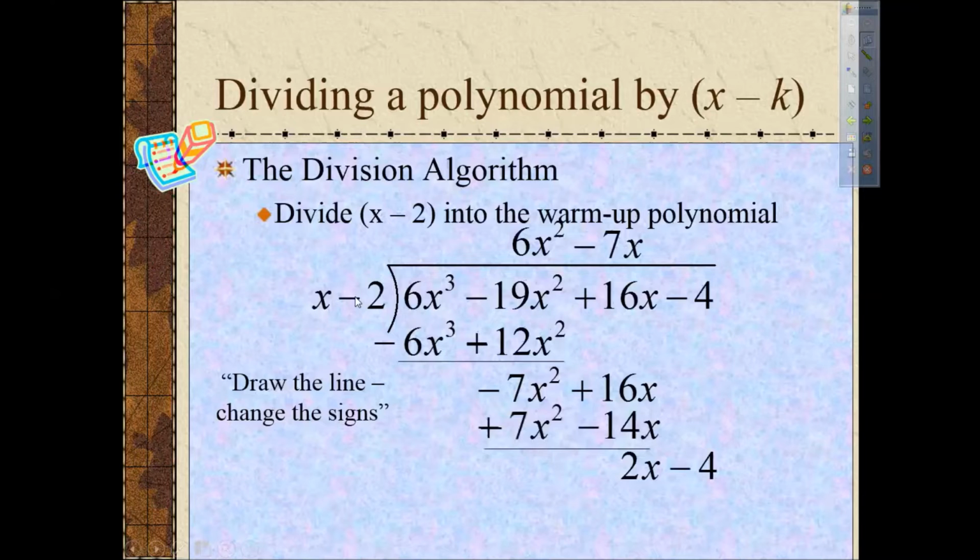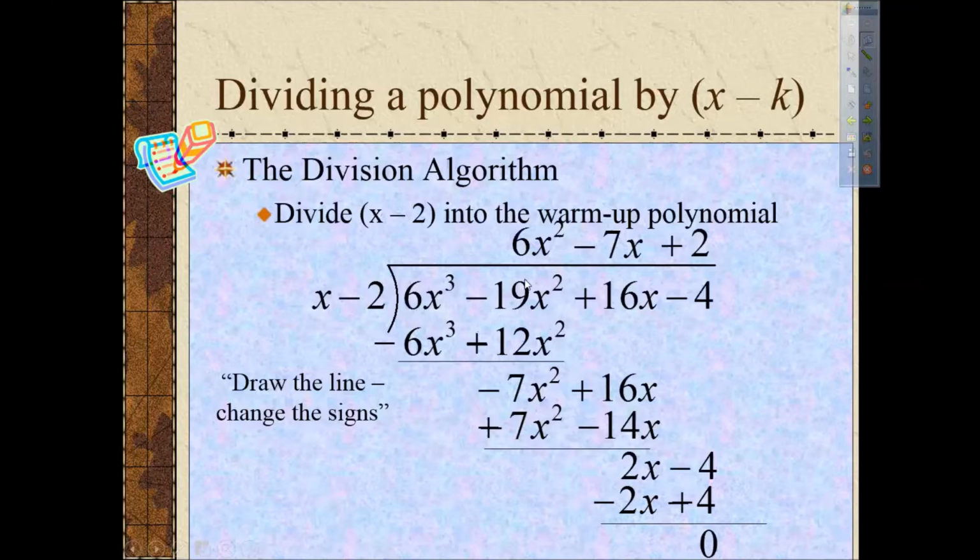Now we have to decide, does x minus 2 go into 2x minus 4? Well, x goes into 2x twice. I need to multiply x times 2 to get a 2x. I'm going to put that constant value above the constant term. Positive 2 times x is 2x. Positive 2 times negative 2 is negative 4. So when I multiply, I get 2x minus 4. I'm going to draw the line and change the signs. Well, this time when I add up 2x and negative 2x, I get 0. When I add up negative 4 and positive 4, I get 0. So my remainder is 0.